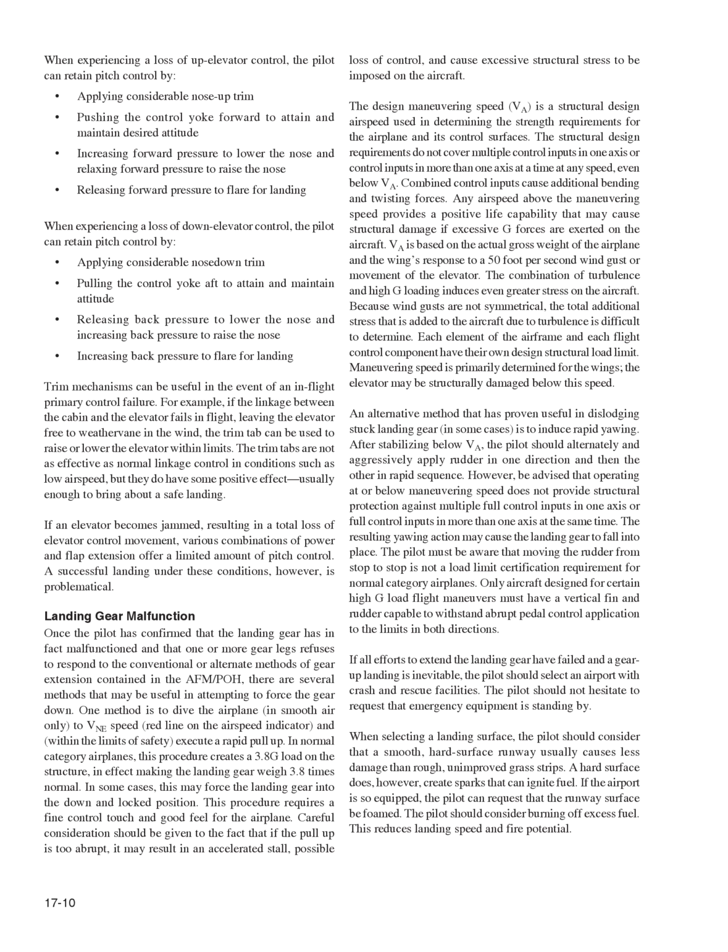One method is to dive the airplane, in smooth air only, to VNE speed, red line on the airspeed indicator, and, within the limits of safety, execute a rapid pull-up. In normal category airplanes, this procedure creates a 3.8 g load on the structure, in effect making the landing gear weigh 3.8 times normal. In some cases, this may force the landing gear into the down and locked position.